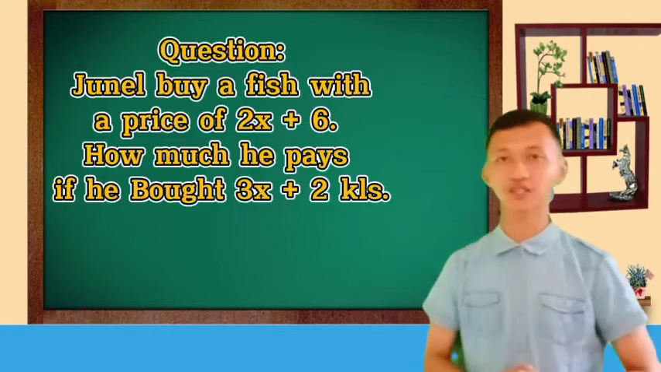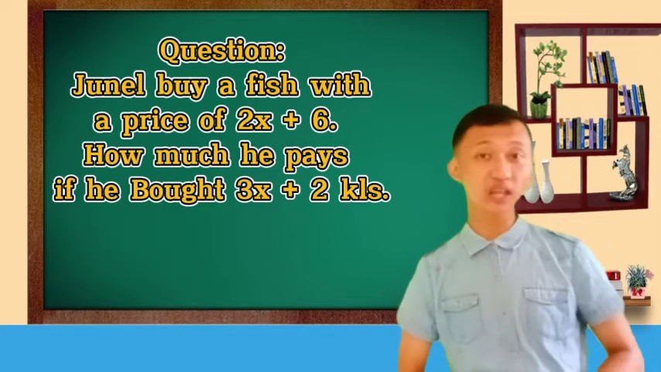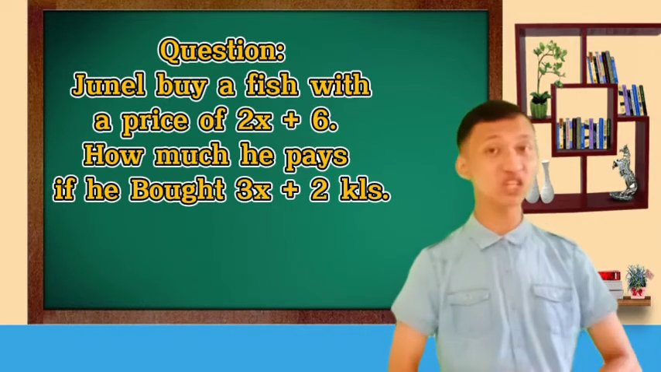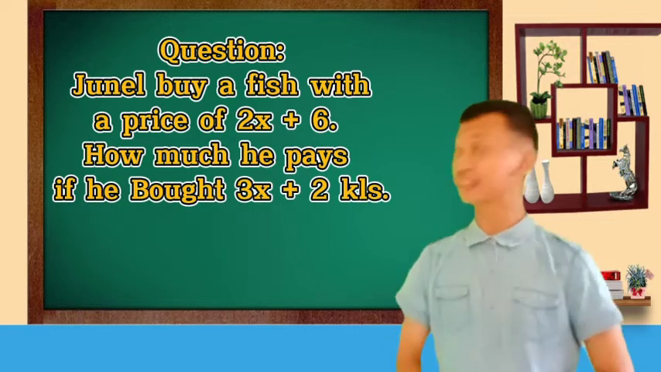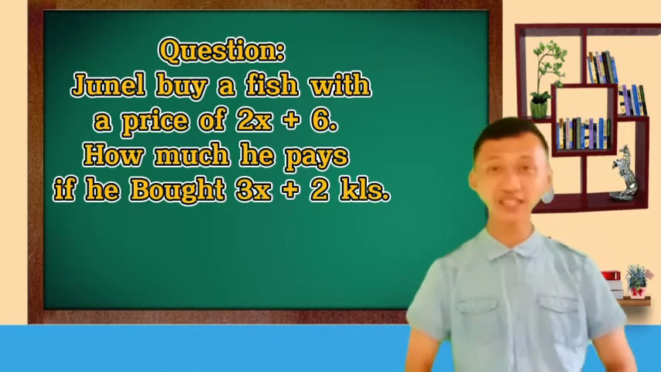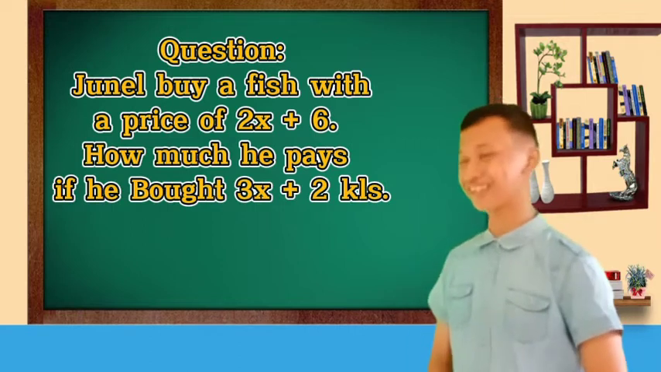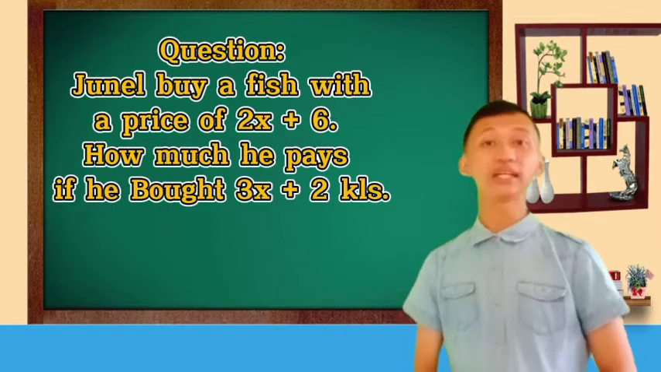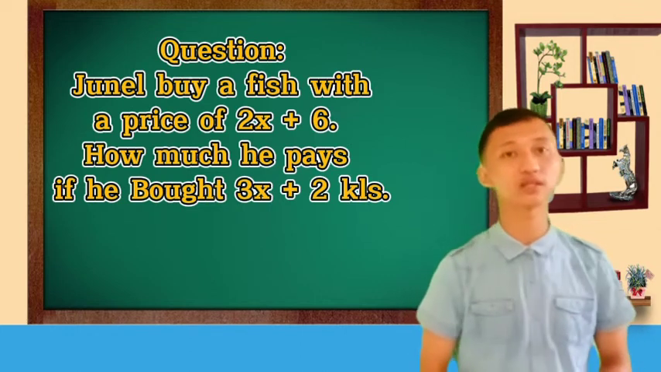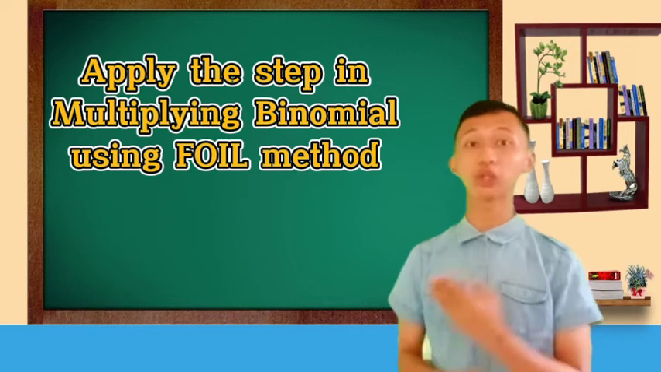So, the question is, Junel buys a fish with a price of 2x plus 6. How much does he pay if he buys 3x plus 2 kilos? Once again, the question is, Junel buys a fish with a price of 2x plus 6. How much does he pay if he buys 3x plus 2 kilos? Now we are going to apply the process of the FOIL method in multiplying binomials.